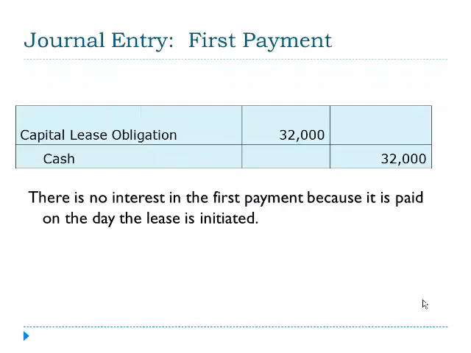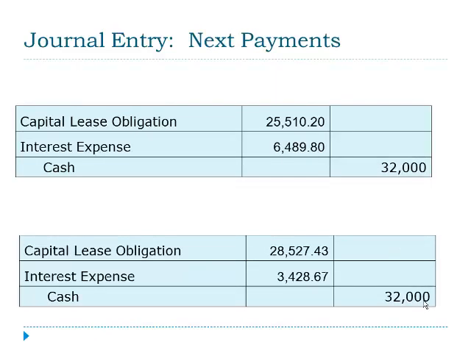Here are our journal entries for the payments. We're going to decrease the lease obligation and pay out cash for that initial payment. There's no interest because it's the equivalent of a down payment that's paid on the day the lease is initiated. The two future payments, though, each are going to include interest expense, with the numbers taken directly from that amortization table. It's a decrease in the capital lease obligation, a recognition of interest expense, and a recognition of the cash outflow.